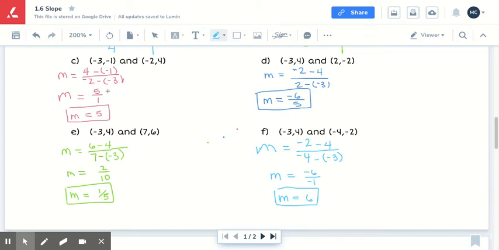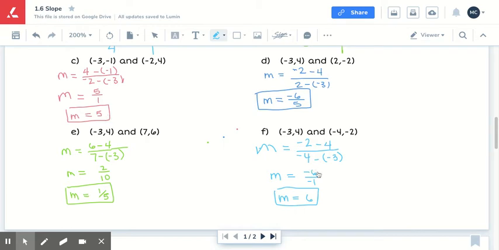I do want to point out on C that I said that the slope was 5. I did not say that the slope was 5/1. When you end up with a fraction and you get a 1 denominator, please don't leave that as part of your answer. It is unnecessary to put a 1 underneath it. So simplify it and make it just 5.